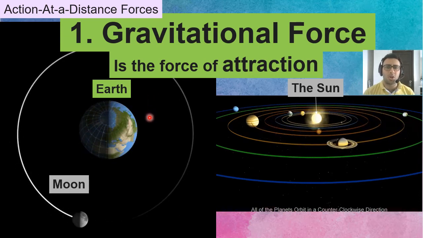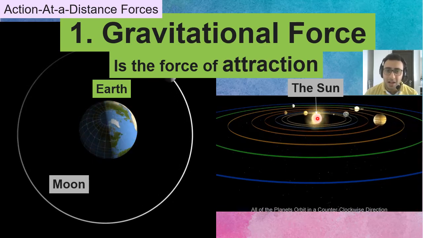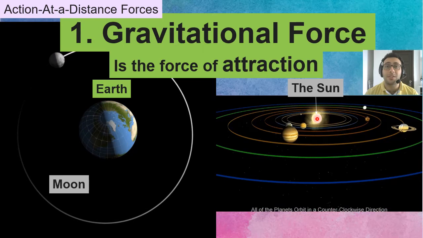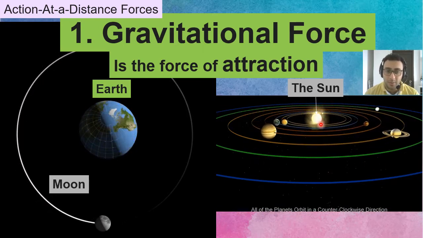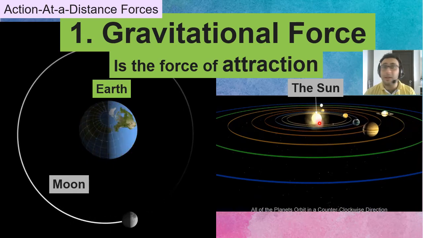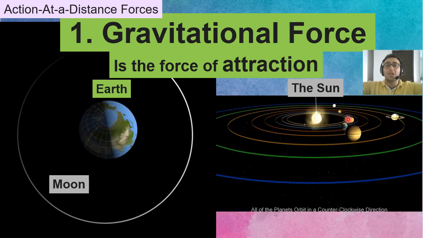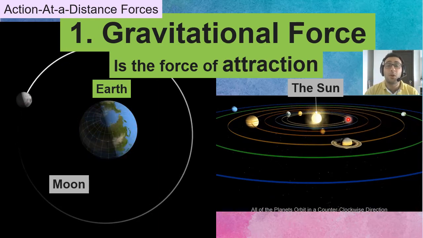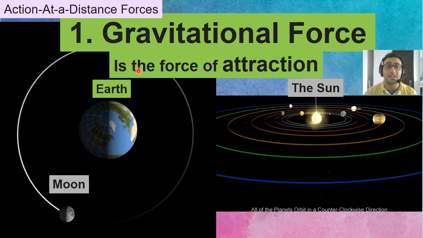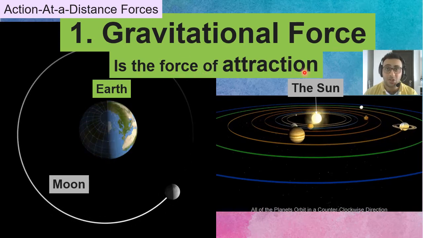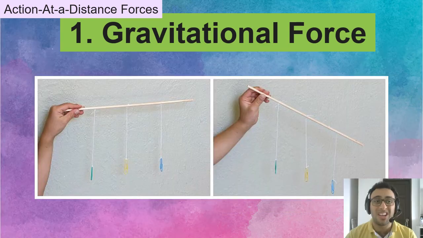Oh, that's not good. But what about our solar system? See, this is the sun. Because of the sun's gravitational force, all the planets orbit around the sun. Now, if the sun had no gravitational force, all these planets would just float into space. We don't want that to happen. So, gravitational force is the force of attraction.